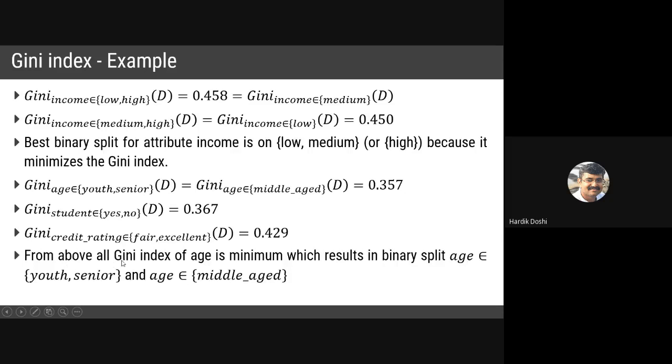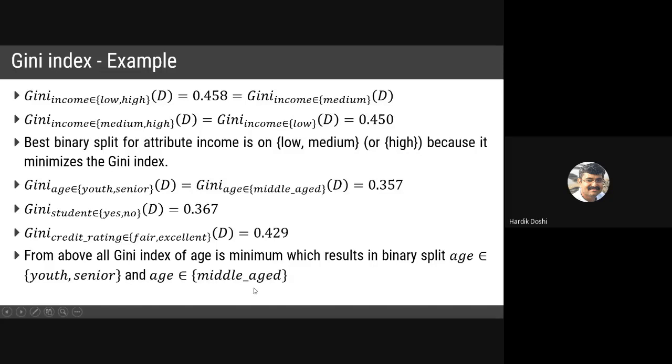So from all the above, the Gini index of age is minimum, which results in the binary split: age belongs to youth and senior as one split, meaning one branch, the left branch, and age belongs to middle age as the second branch. In the case of CART, if you use Gini index, then you will always get a binary tree. Always remember you will be getting a binary tree. In the other two, information gain and gain ratio, you can have an m-ary tree. Over here, only a binary tree.